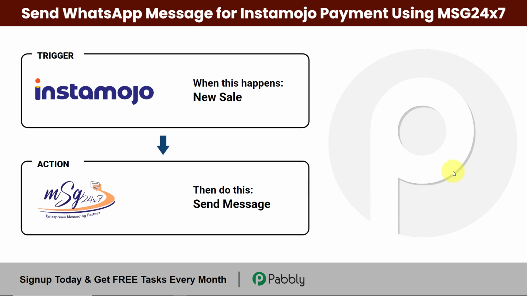In this video, we are going to understand how to send WhatsApp message for Instamojo payment using MSG24x7. So here my objective is that every time a new sale occurs in Instamojo, which is a payment gateway, then the person who has just made the payment should automatically be sent a WhatsApp message using the application MSG24x7 that provides communication service like bulk SMS and WhatsApp messages.